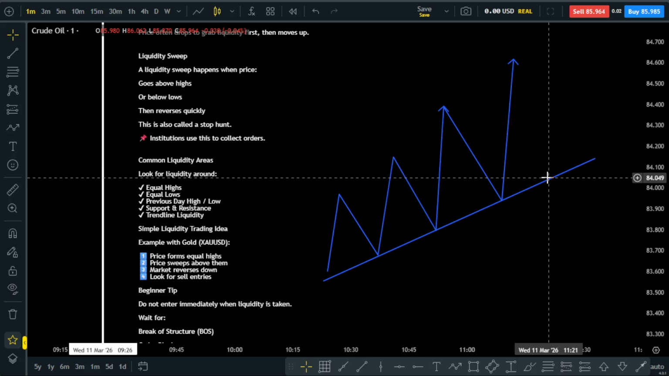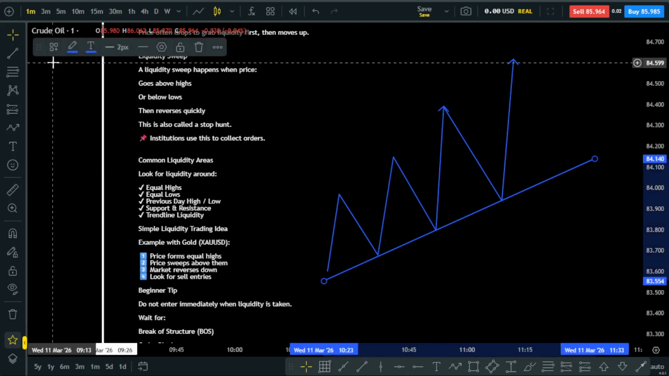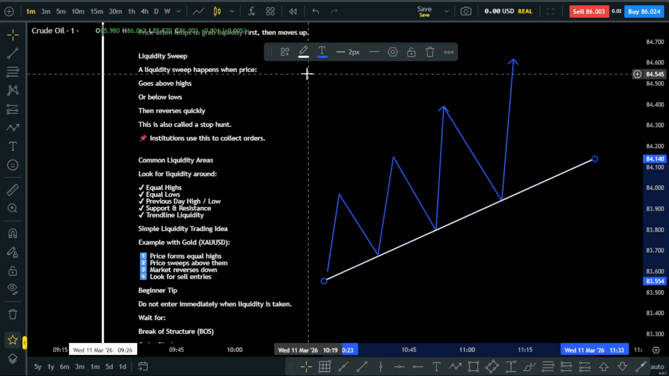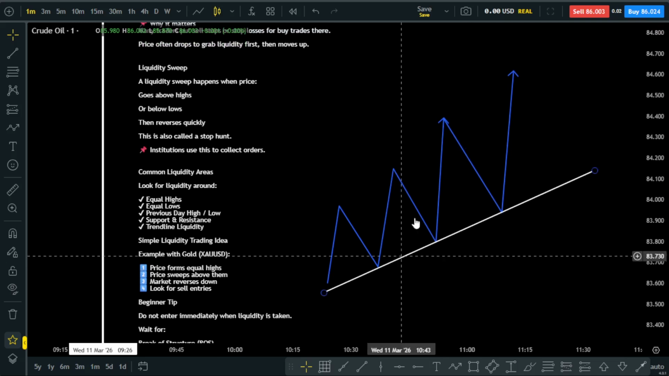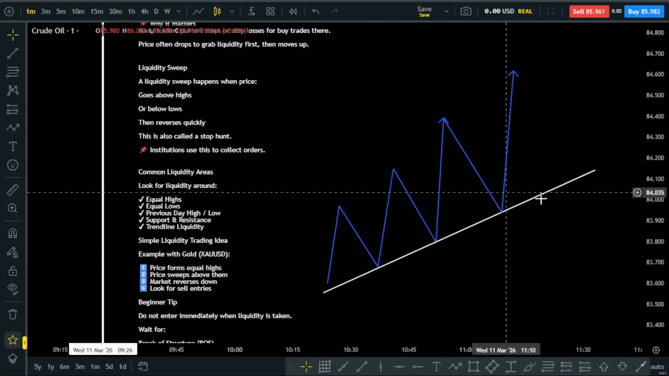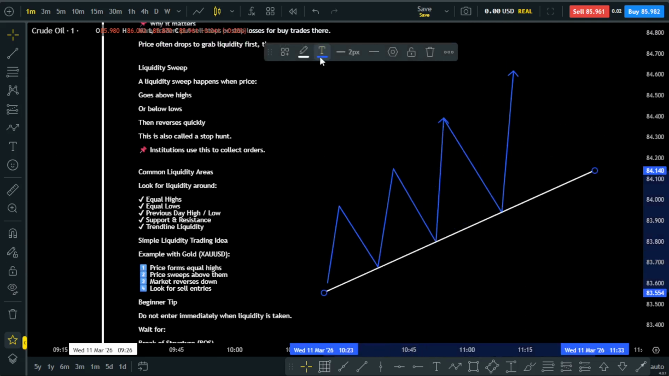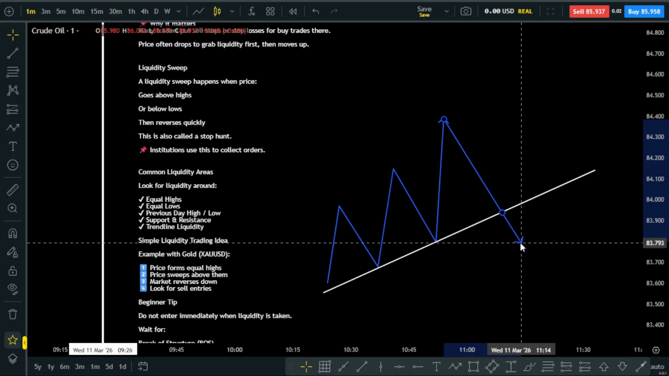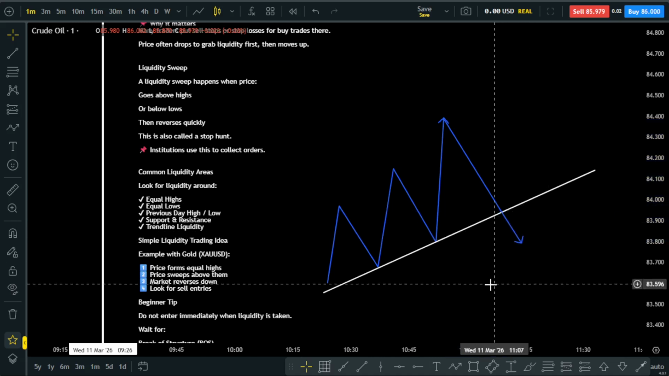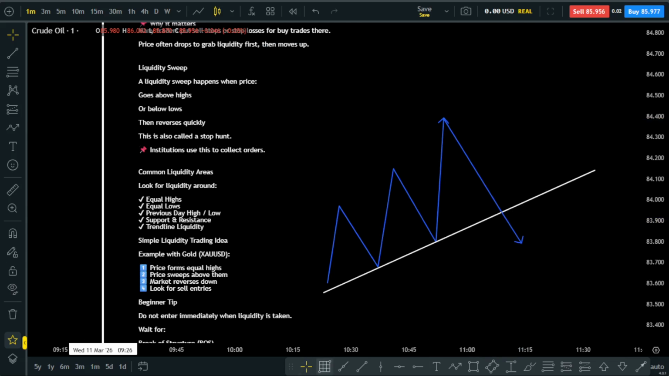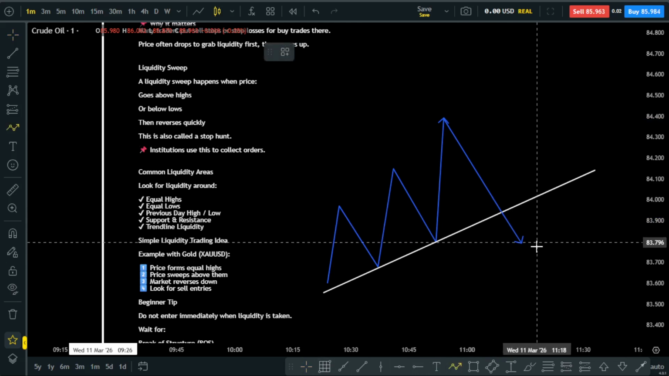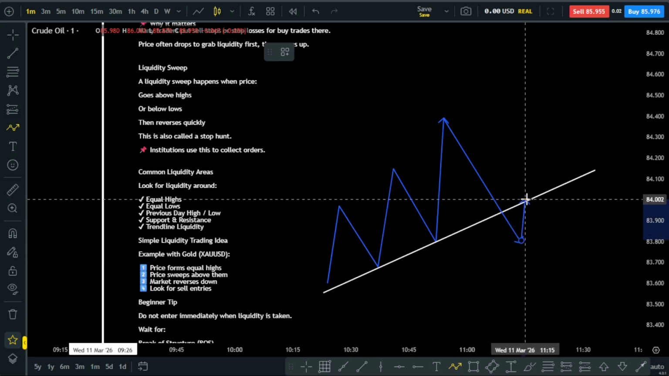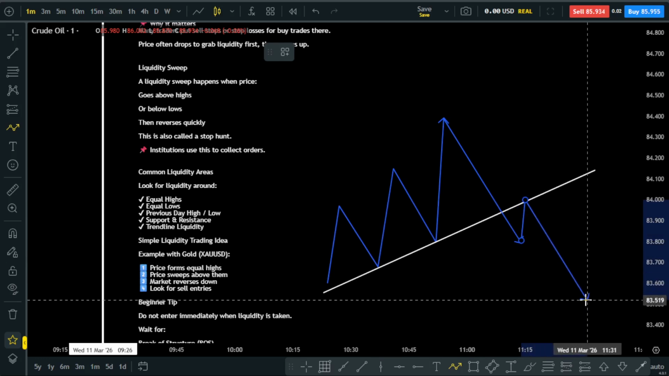So this trend line can be used as liquidity as well to trap the traders who use trend lines. Why? Because this trend line can break, and what trend line traders believe is that once price breaks the trend line, they expect a retest of the trend line, and then they sell it off.